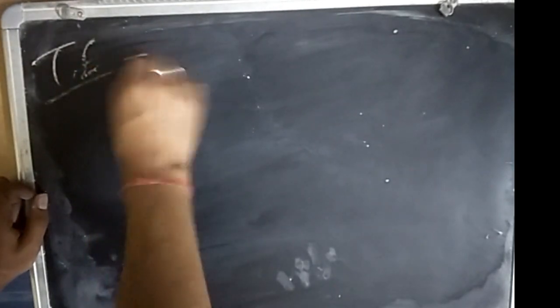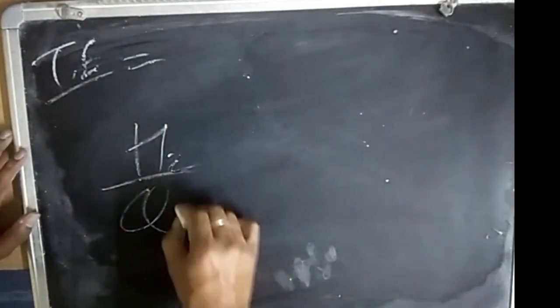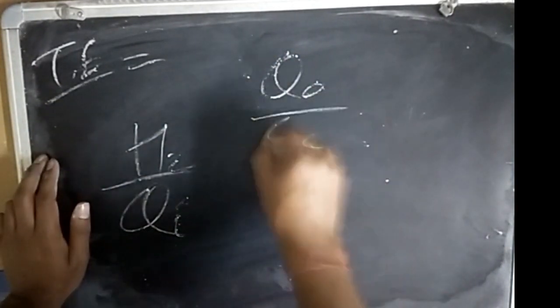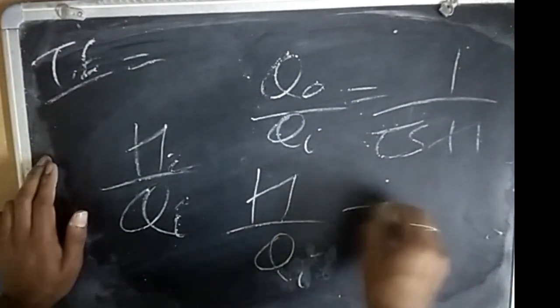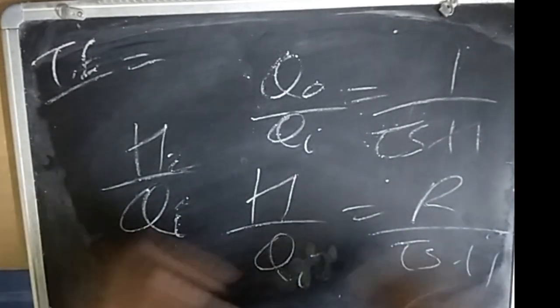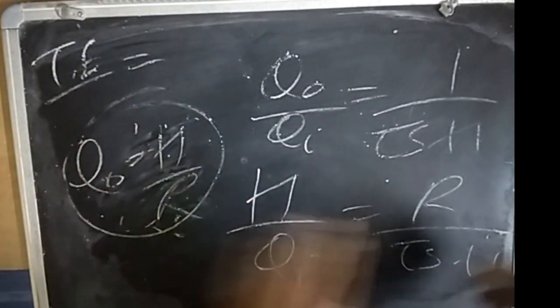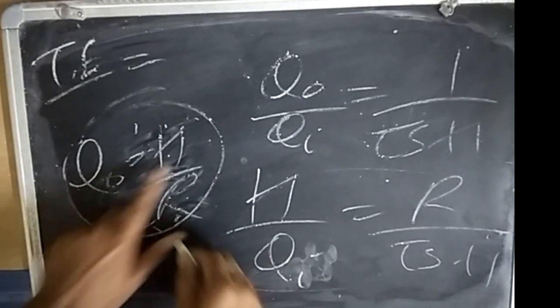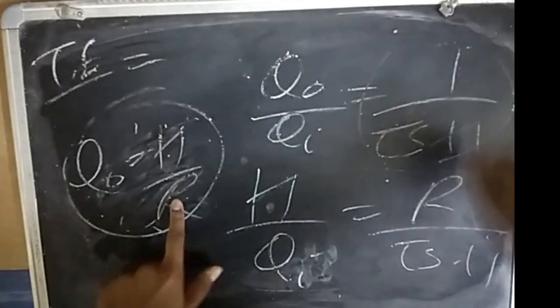So what we finally get for the interacting system, the transfer function, is this case. If we say h2 by qi, one thing to remember is that the transfer function of q naught upon qi is 1 upon tau s plus 1, while for h by qi it is r upon tau s plus 1. Why? Because my q naught is h by r. If I am taking this, then only it's valid. So h would be q naught into r, so r will be multiplied here.